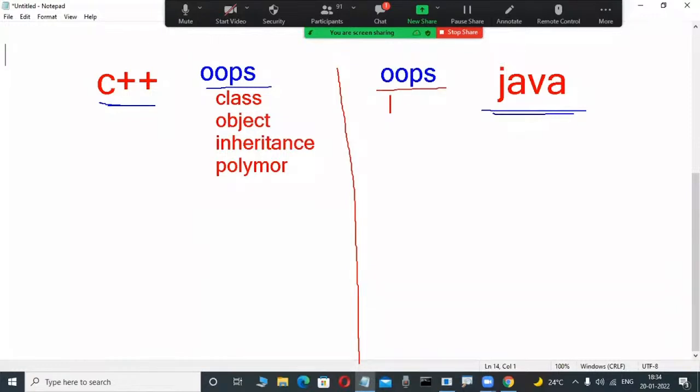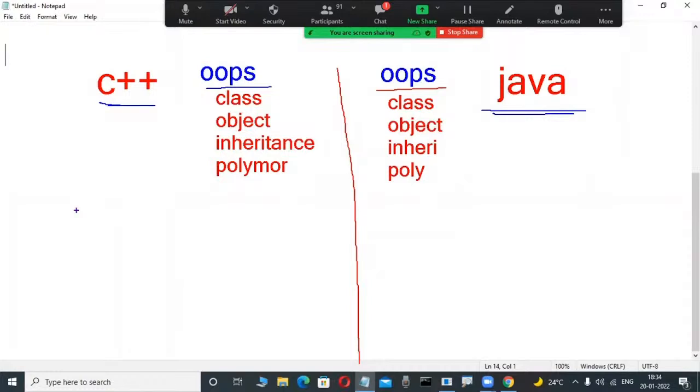OOP concepts mean what is a class, what is an object, what is inheritance, what is polymorphism. Some concepts are there or not? Yes, here, and yes, here. So many concepts are there. That's why conceptually class, object, inheritance, polymorphism are the same in C++ and Java. Also encapsulation, binding, and so on.